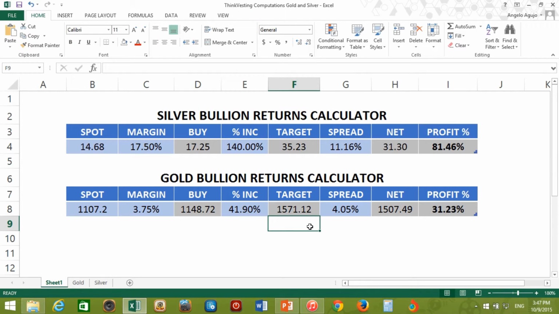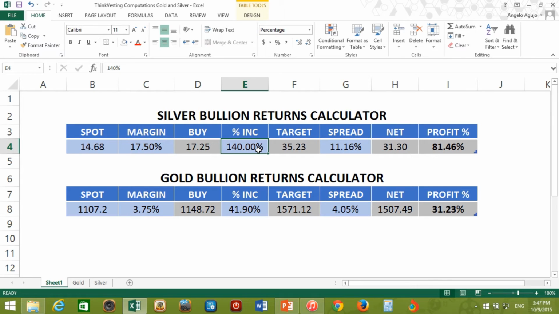So if we base it on the average price of 2011, which is more or less the highest price of silver and gold, we see that silver has a long way to go. It can go up 140%. On the other hand, gold can run up about 42% before it hits the same 2011 rate. So if it were to hit those 2011 prices, you might make around 81% for silver and 31% for gold.